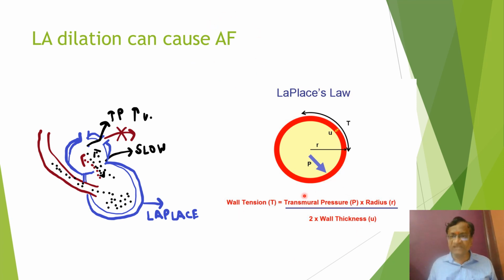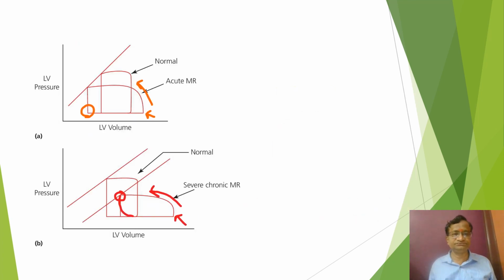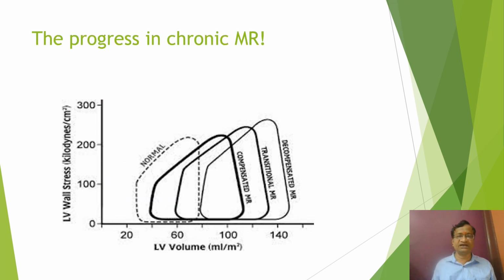So if the transmural pressure increases, if the radius increases, sometimes the wall tension of the LV will increase. This is what I have told. See here, the isovolumetric contraction phase is decreased, but here the volume is less. In chronic, again it comes back. The end diastolic volume is increased. So again it pushes back, but still a little less. That is the acute MR and chronic MR difference.